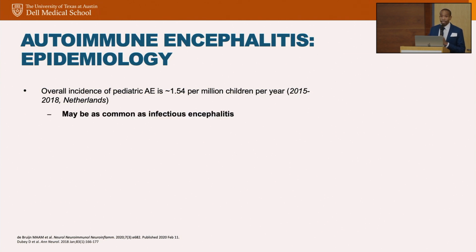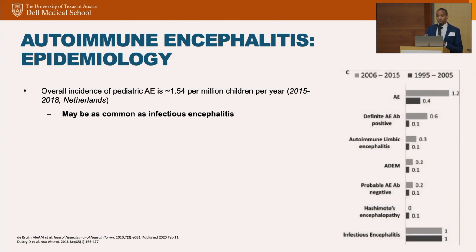And this incidence is increasing. It's increasing because we're able to detect these antibodies, and we're also just more aware of the disorder. And so there's this wonderful comparative population-based study, and I have a figure depicted here on this slide that demonstrates that autoimmune encephalitides have increased significantly in incidence.